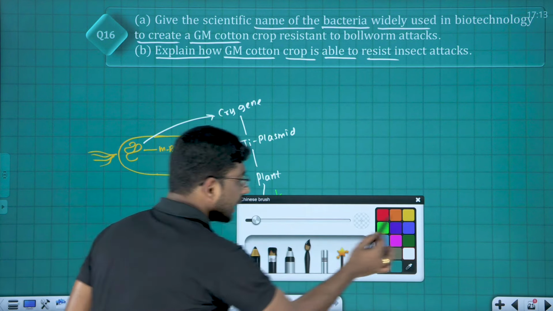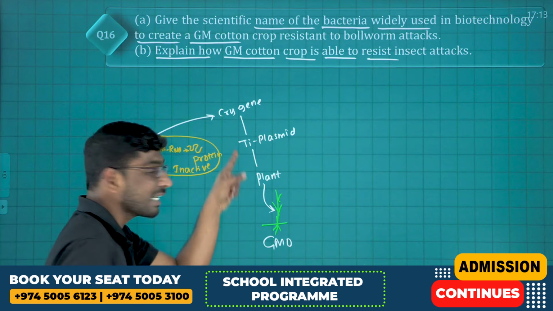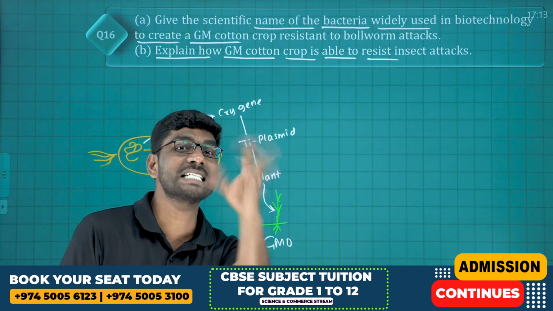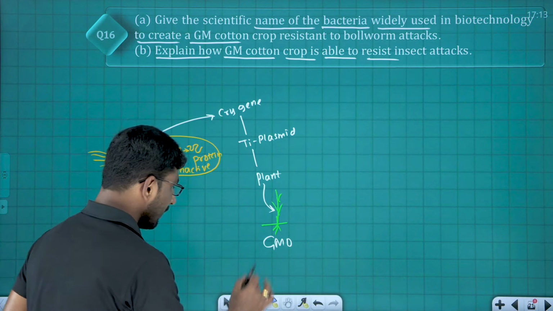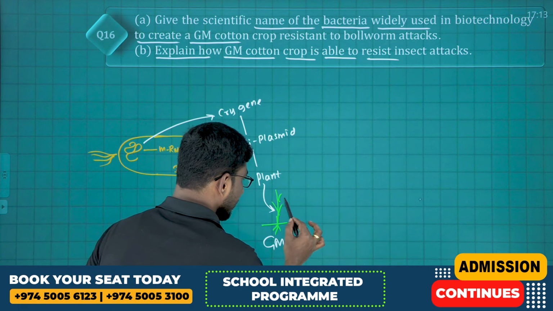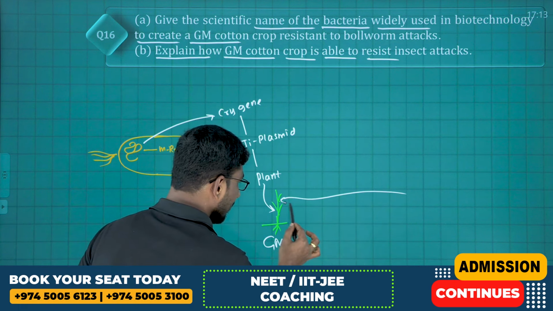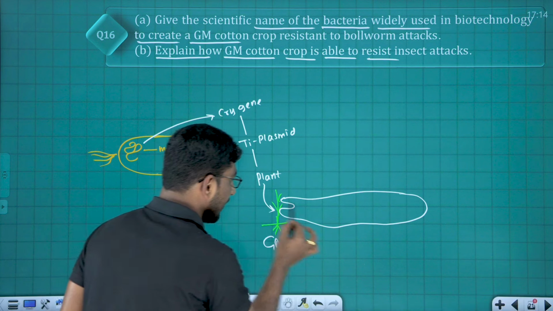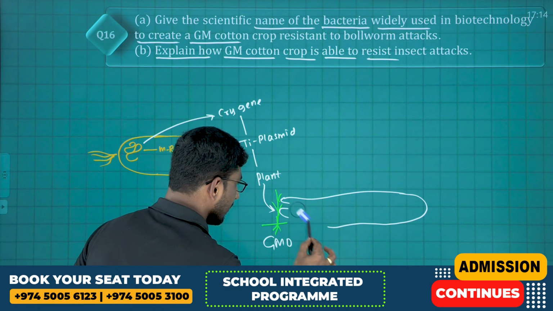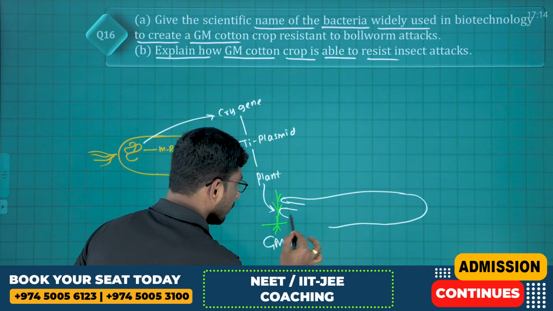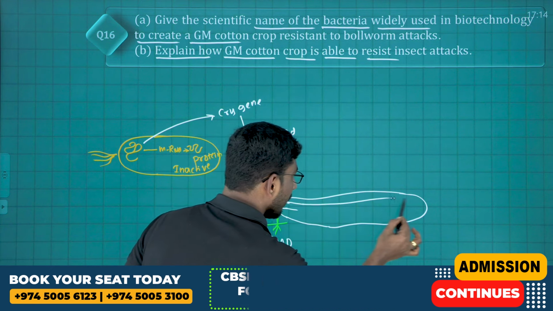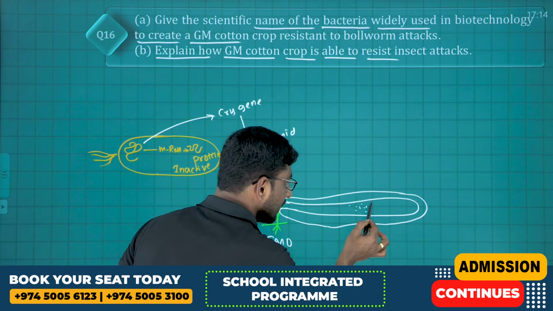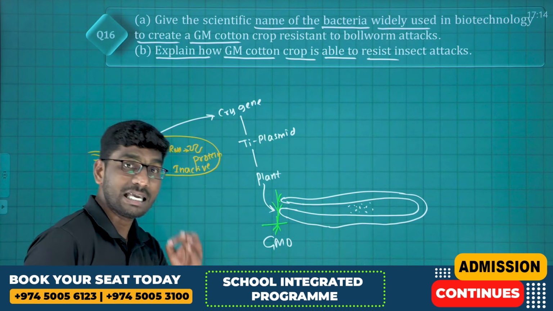When an insect comes to the plant body, the cry protein is in the form of what? Inactive, because in the plant also there is no alkaline medium, so it is still inactive. Now, when an insect comes, look at here, a caterpillar comes and eats this inactive protein. This is the midgut. I'm drawing a gut like this. Now this cry protein will enter the midgut of the caterpillar.